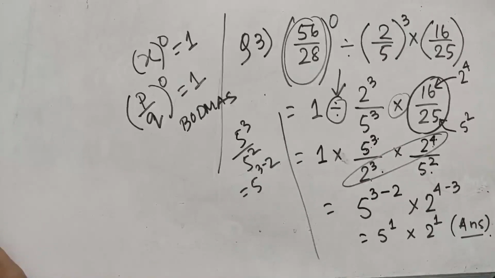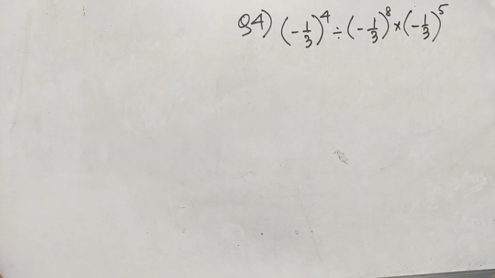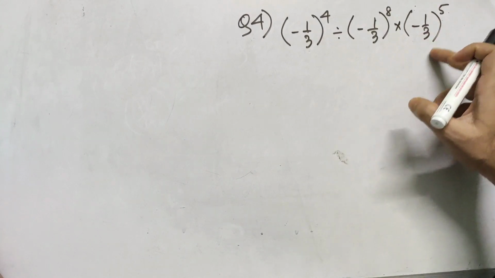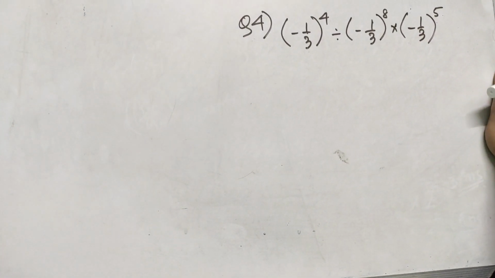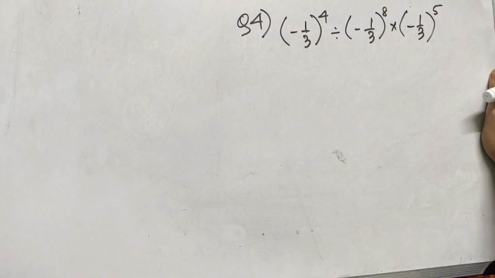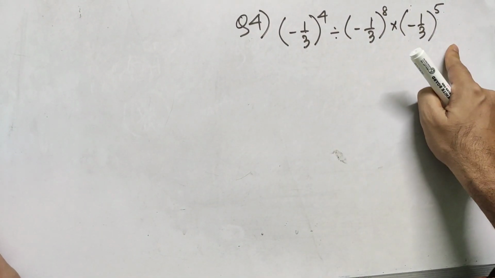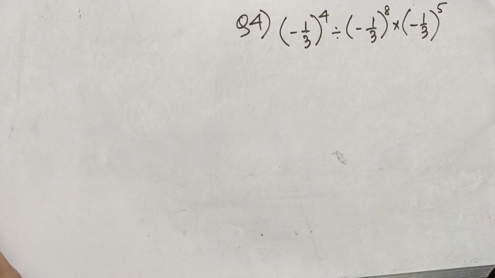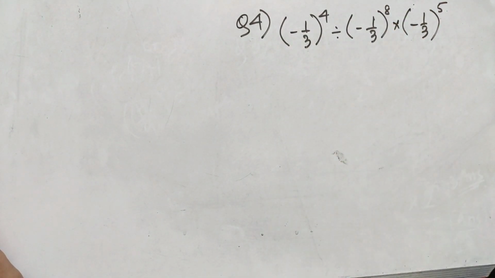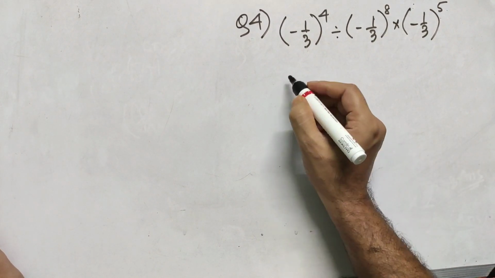Let's do our next sum. Let's start the fourth question. As you can see, we have (minus 1 by 3) to the power 4 divided by (minus 1 by 3) to the power 8 into (minus 1 by 3) to the power 5. So let me tell you one thing, guys. When you see all the bases are equal, or we have the same base, then what should you do? This sum can be done in one line. Let me show you how.